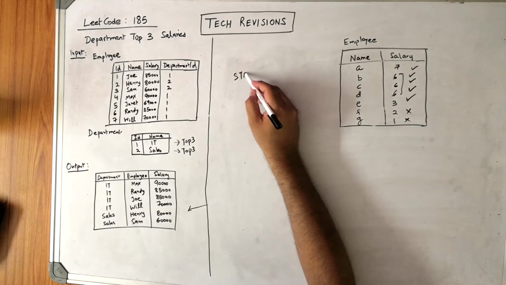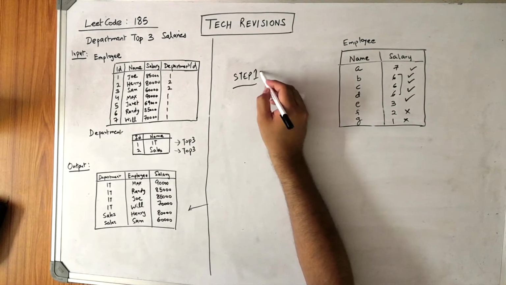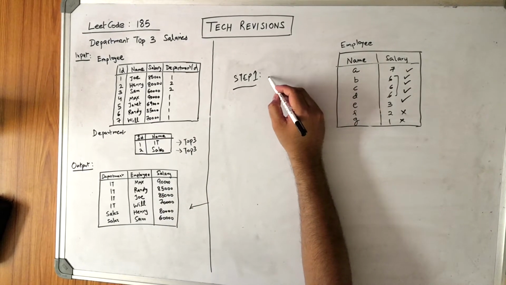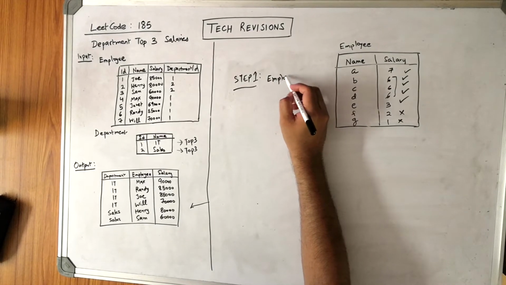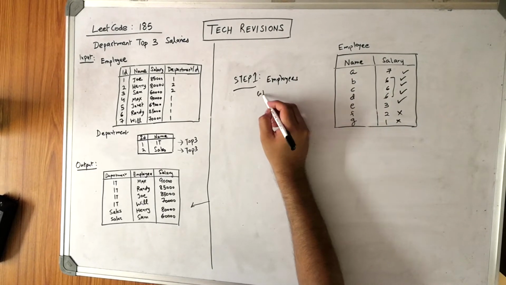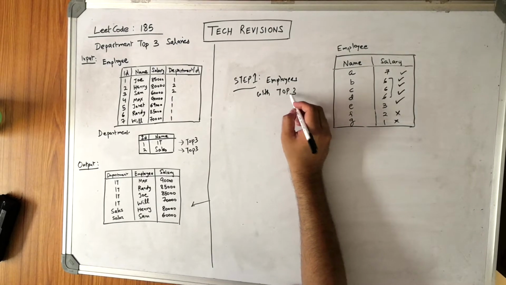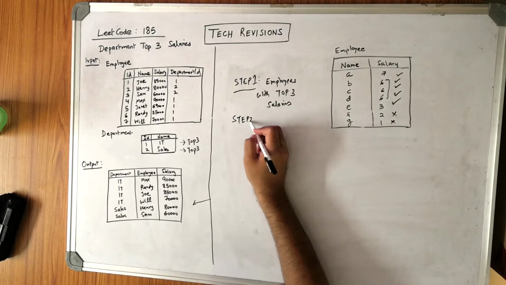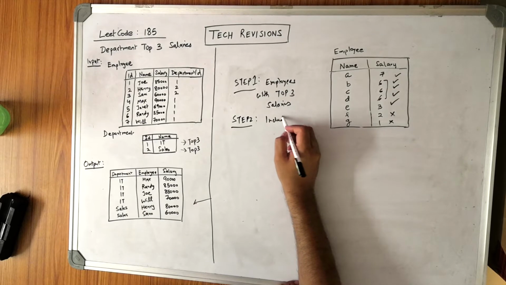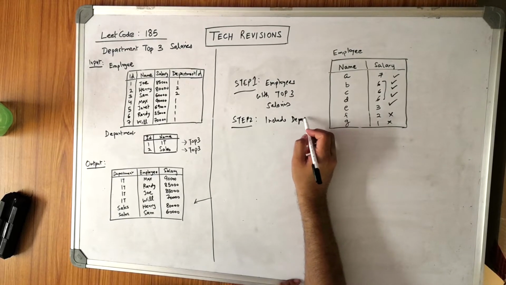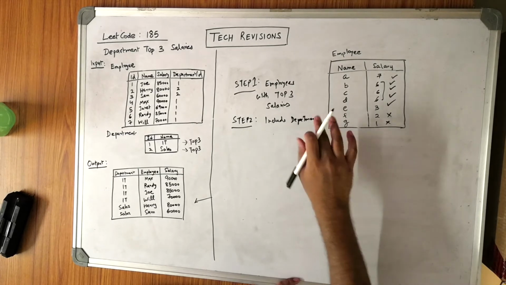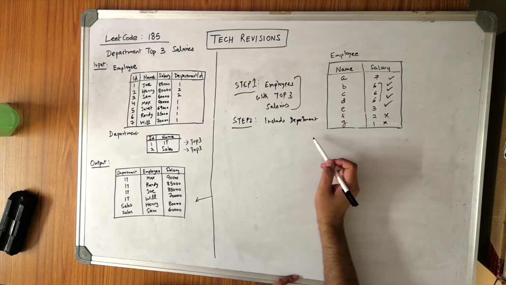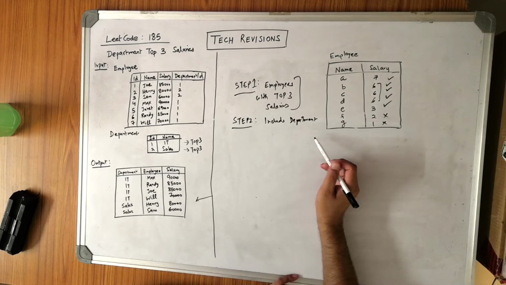To solve this problem, we're going to solve it in 2 steps. Step 1: we'll forget about the departments and look at how to get employees with top 3 salaries. Step 2 would be to include department IDs, include departments. Most of the solution will focus on step 1, because once we have solved this, including the department in the solution is going to be trivial. So let's start with this, okay?